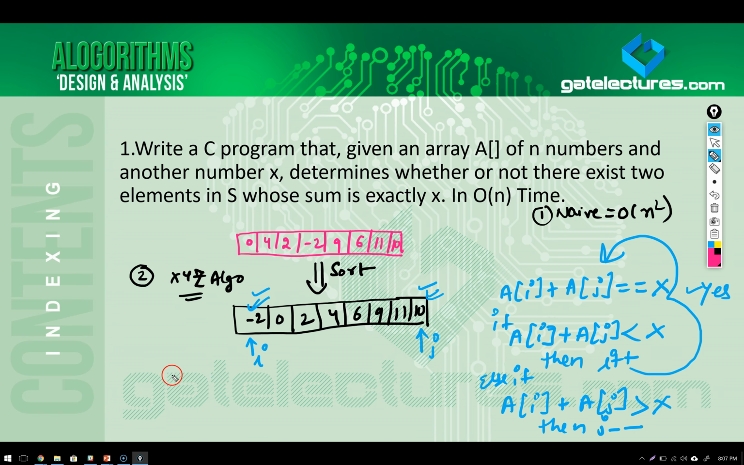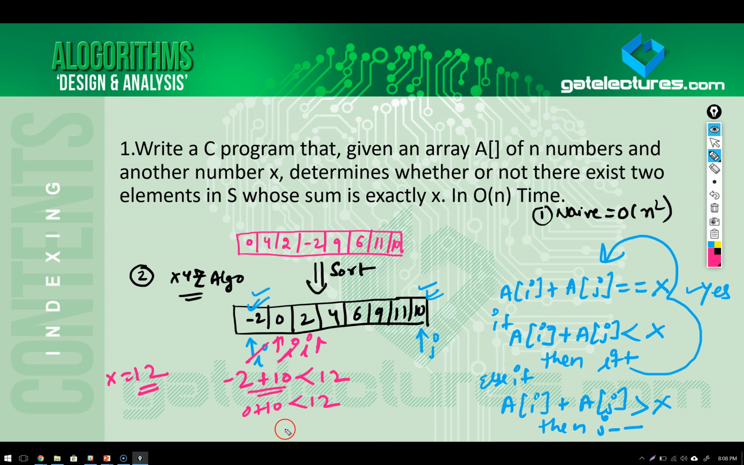Now let us say that we want to find the number x is equal to 12. First, -2 plus 10 is actually less than 12, because that is going to be 8. Therefore, if this sum is less than 12, then you are going to increment the value of i. Now again check the sum. So we have 0 plus 10, which is less than 12, hence increment the value of i.